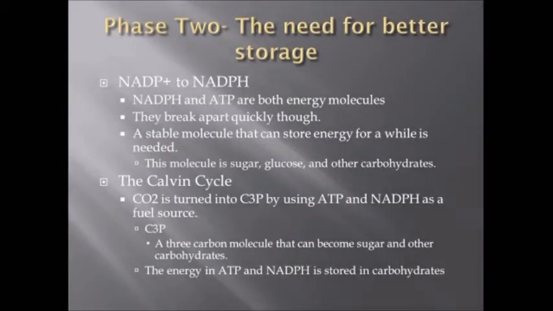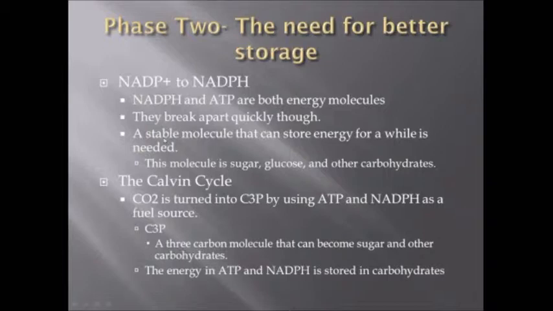So, stage 2. As I showed you guys beforehand, the electron transport system creates NADPH and ATP. Both of these molecules are energy molecules. You can use them as petrol in your body if you wanted to. But the problem is, they're very unstable. They break apart really easily. So they're really, really bad for storage. So the plant doesn't want to store these molecules because it's going to lose a lot of them just because of bad luck, or they'll bump into each other and break apart. These are very, very weak molecules.